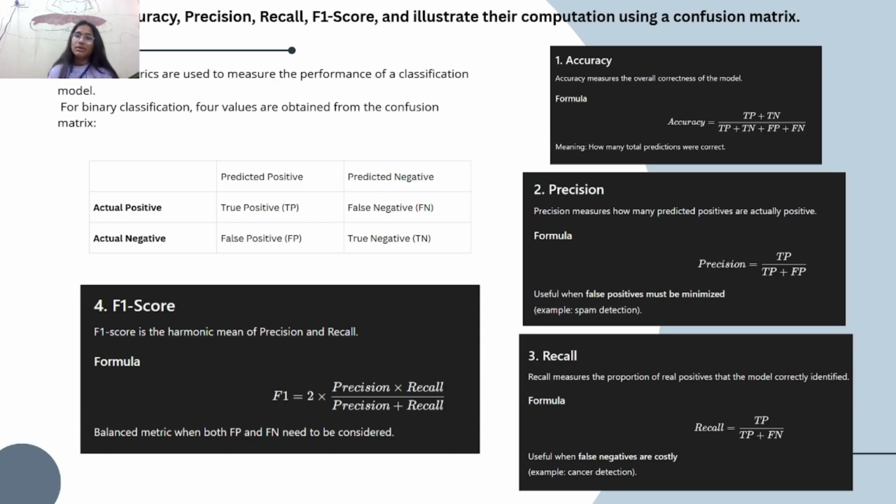For example, spam email. Next is recall. Recall: out of actual positives, how many were detected is the recall. Recall equals TP upon TP plus FN is the formula. Last one is F1 score. F1 score is the harmonic mean of precision and recall, balancing both false positives and false negatives. Also the formula is written on the screen.